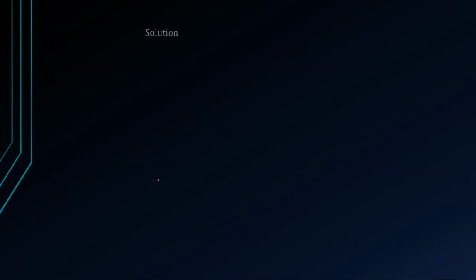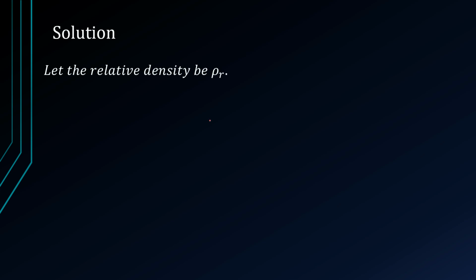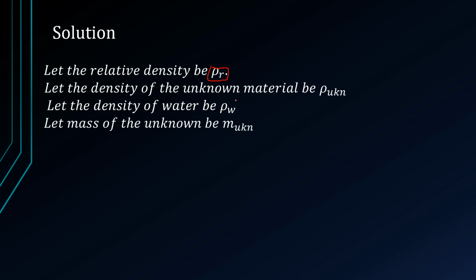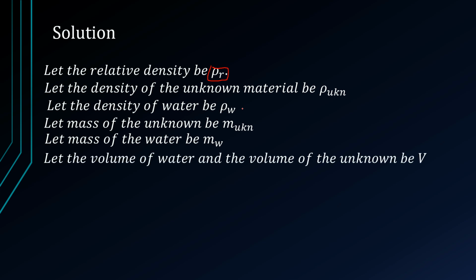So we'll first start our solution by simply stating some symbols that we are going to use for our explanation. So we're going to let the relative density be rho r, and this here is the symbol that is required to use for any relative density, rho subscript r. We're going to let the density of the unknown material be rho UKN, let the density of water be rho W, let the mass of the unknown be M UKN, let the mass of the water be M subscript W, and let the volume of water and the volume of the unknown be represented by V, since they are the same volume.